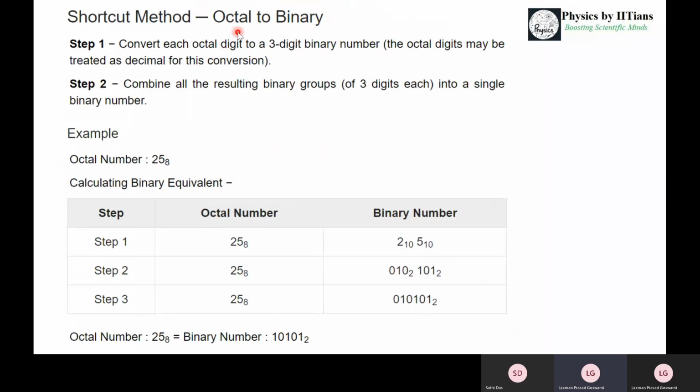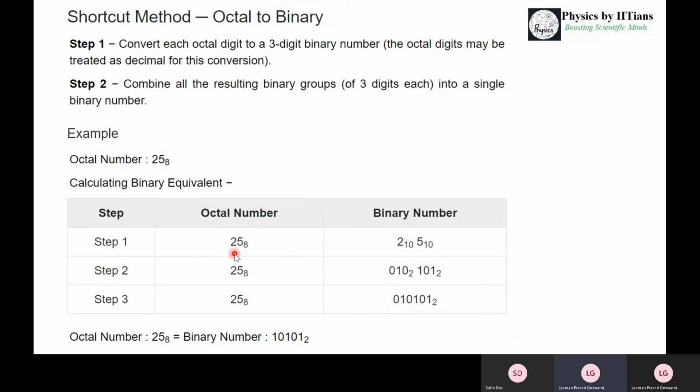Now, if we want to convert an octal number to binary, we can follow the same procedure. We will put the 3-digit binary equivalent of each digit. Like we want to convert 25. We will write the binary equivalent of 2 in 3 digits, like 010, and the binary equivalent of 5 in 3 digits, 101. So this 010101 is the binary equivalent of 25.